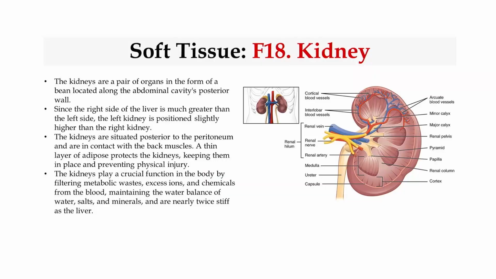Then you have the minor calyx, which is the inside part of the kidney. Then you have the major calyx, and you have quite a bit of veins and nerves like the renal vein, right? You have the renal nerve, renal arteries, which are all getting their junctions plugged into the kidney here, right? Then you have the medulla, ureter, and the capsule. Of course, the cortex was already explained. So renal column is already there, and papilla and the pyramid and the renal pelvis. So these are some of the components of the kidney.